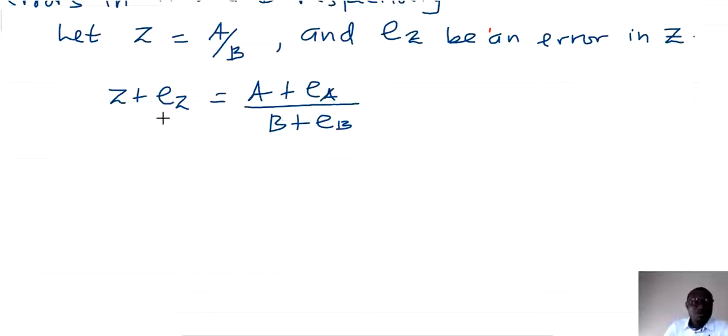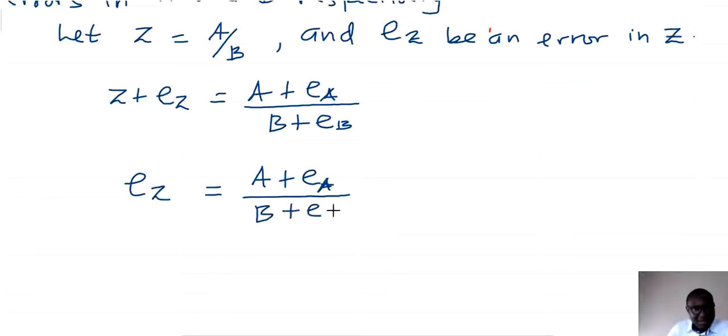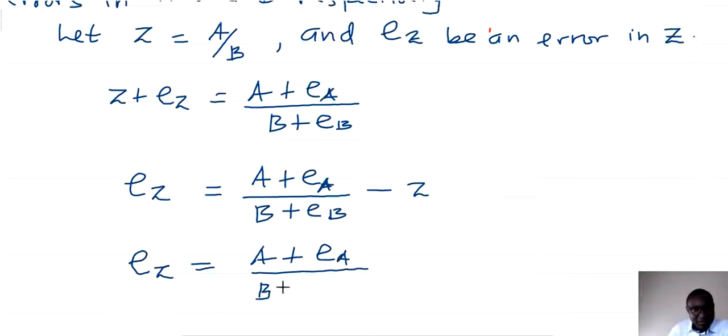So the next thing, because we are interested in the errors, we are going to take away the Z to the right hand side. So you have error in Z being equal to capital A plus error in A divided by B plus error in B minus Z. But what is Z? Z is A over B. So I'm going to substitute it there. So we shall have error in Z being equal to A plus error in A divided by B plus the error in B minus Z, which is A all over B.